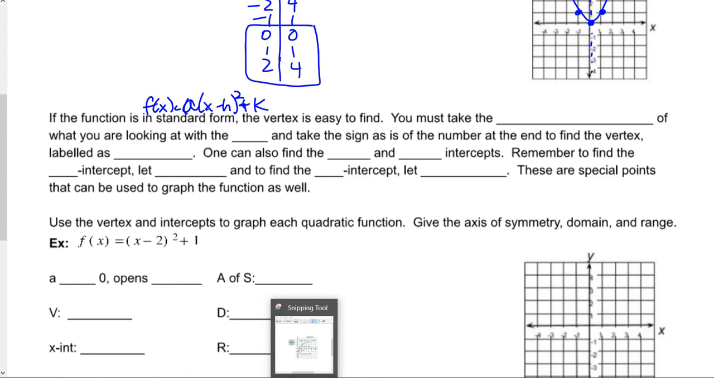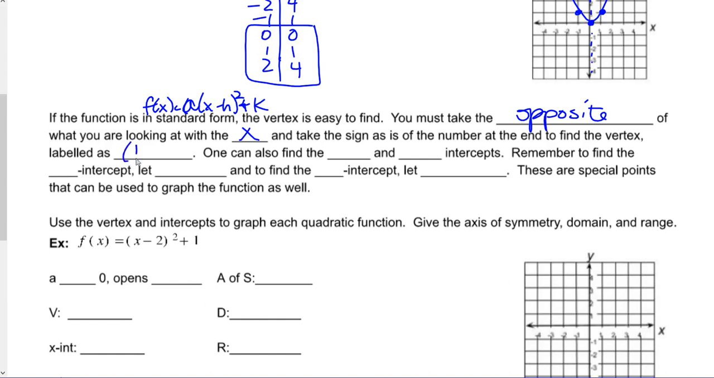The vertex is easy to find. You must take the opposite of what you are looking at with the x and take the sign as is of the number at the end to find the vertex labeled as h, k.